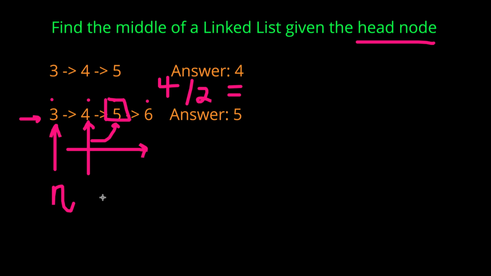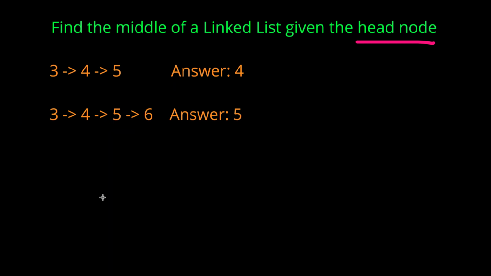Now we have to think of something different. So how do we find the middle of this linked list in only one pass? Pause this video and try and think about it for yourself. Now, the trick here is a little technique called fast runner, slow runner.